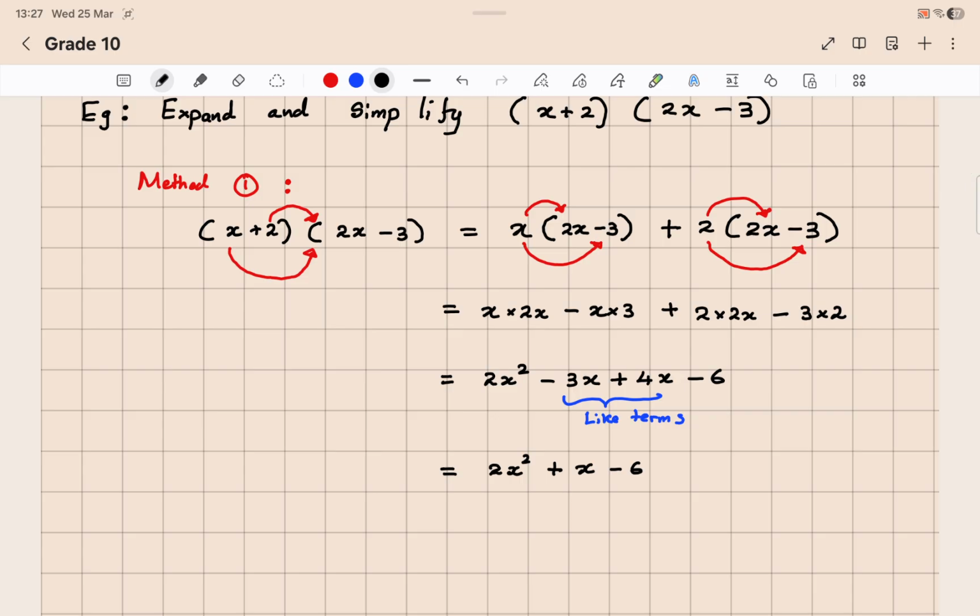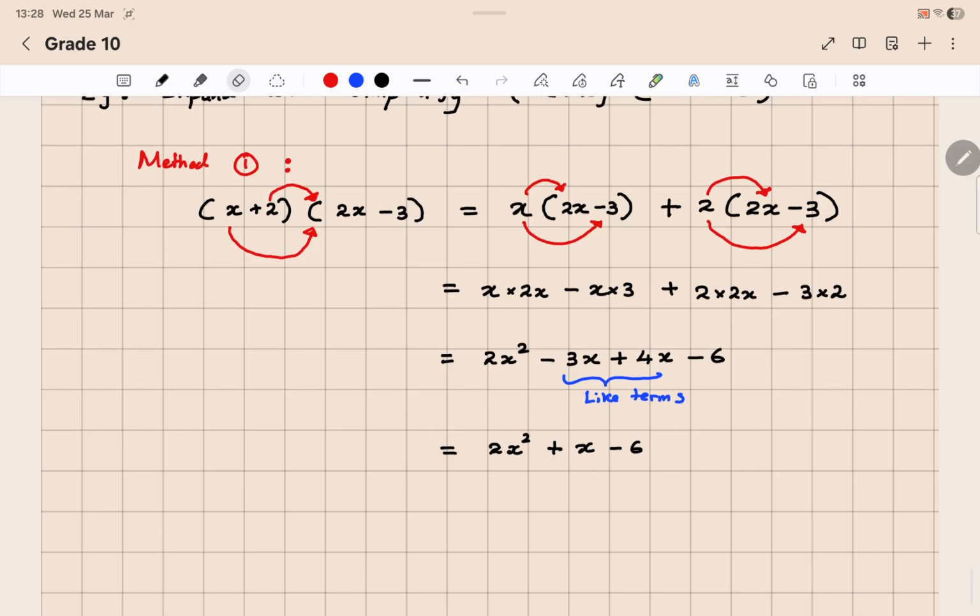Right, so this is how you expand and simplify a product of binomials. Right, so this method can be expanded for any number of terms, not just binomials. It can be trinomials like this. You do what? X into this one, y into this bracket, plus z into that bracket. So this method is expandable to any number of terms, right?